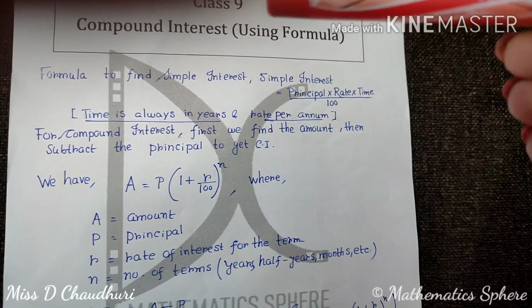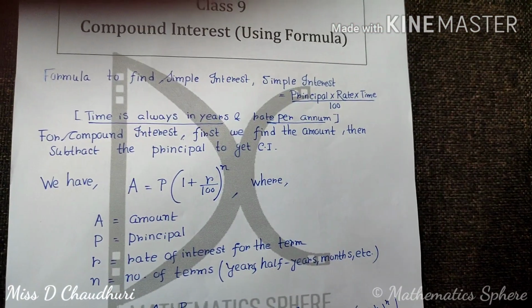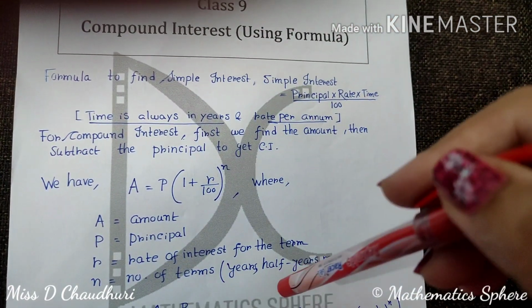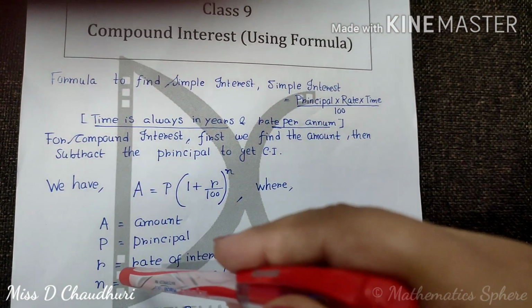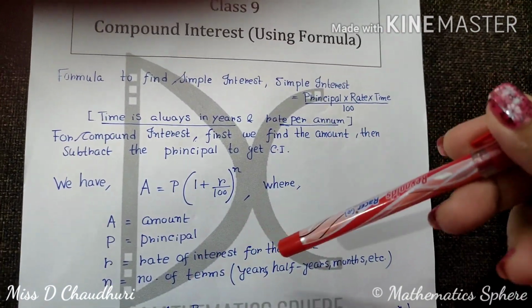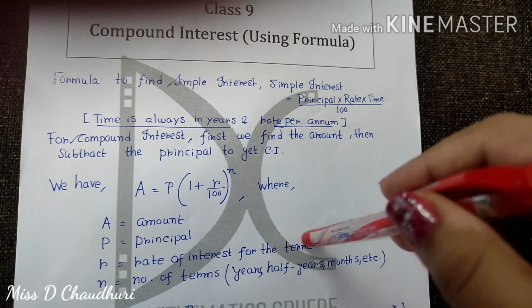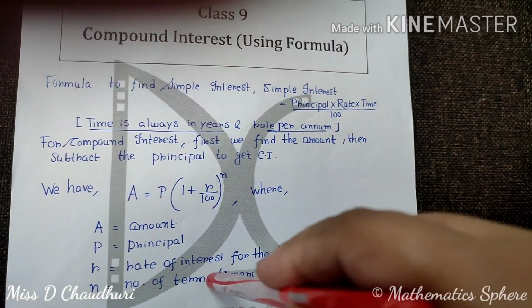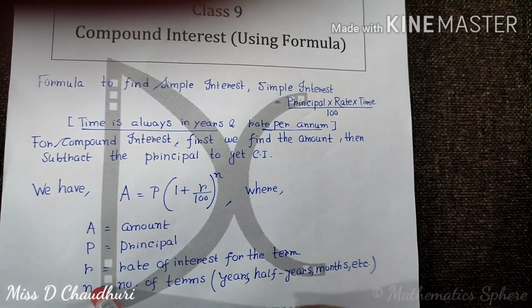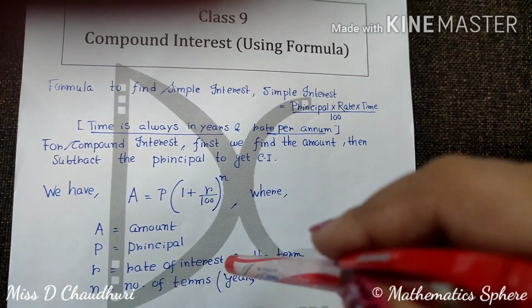Suppose you are given that the interest is being compounded for 2 years, so in 2 years there are 4 half years, so you will multiply by 2, and in that case the rate must be for the half year. That is what I meant here, that the rate should be per term, and the number of terms is what is called n. Okay, it will be more clear when we do the sums.